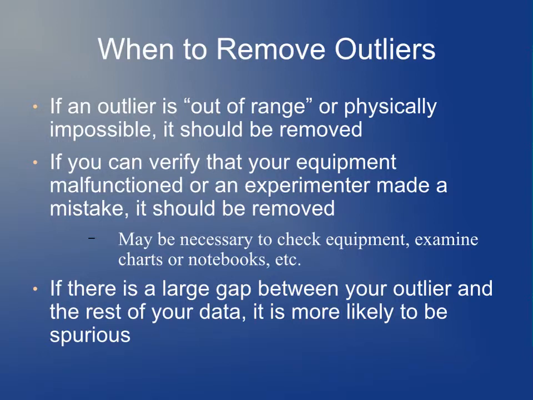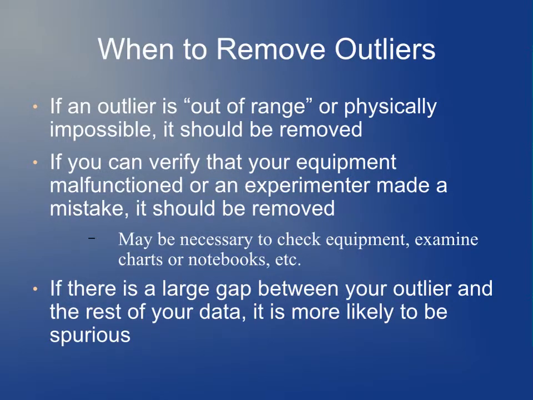For example, if an outlier is out of range or physically impossible, if someone has a negative height, for instance, you should definitely remove it. If you can verify that your experiment malfunctioned or that the experimenter made a mistake, then you would definitely want to remove it. You may have to check your equipment, your charts, whatever the case may be.